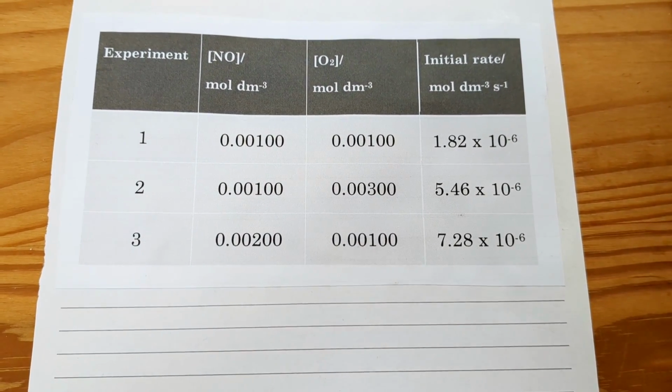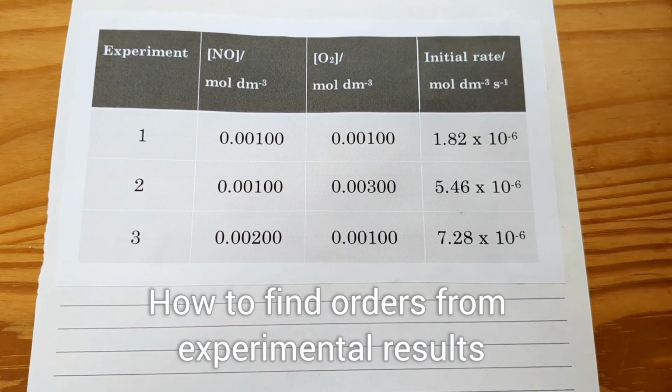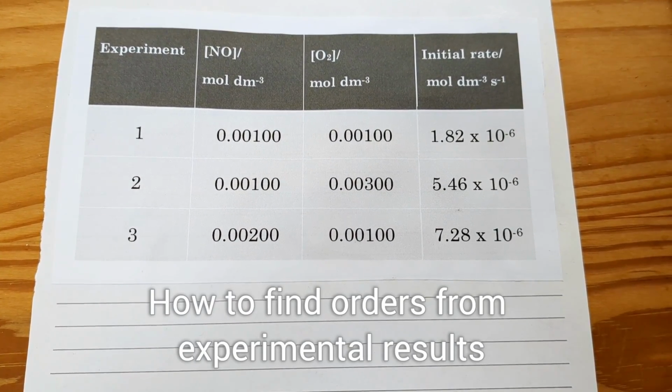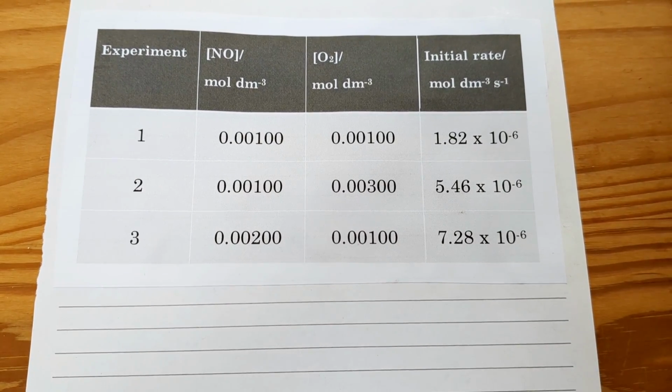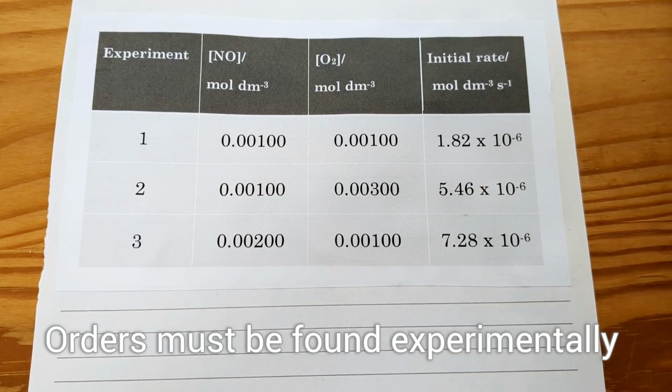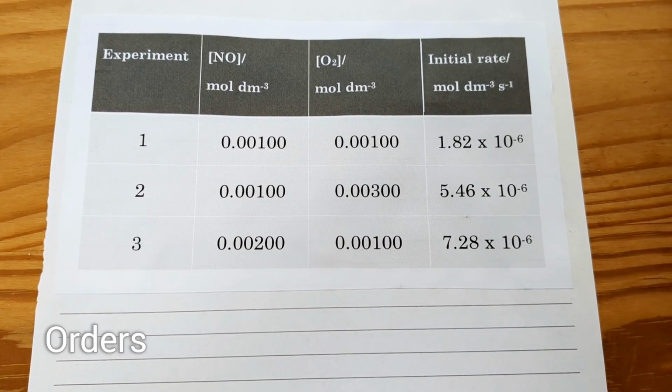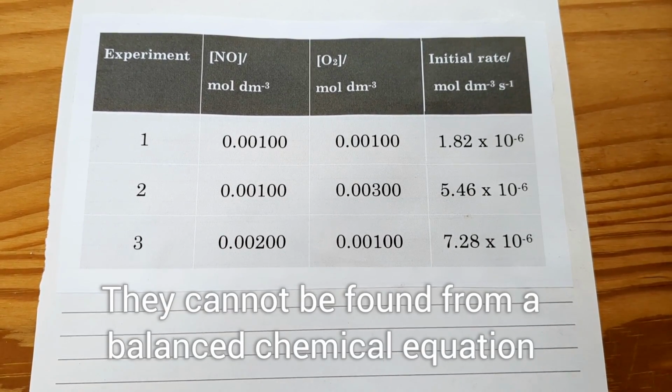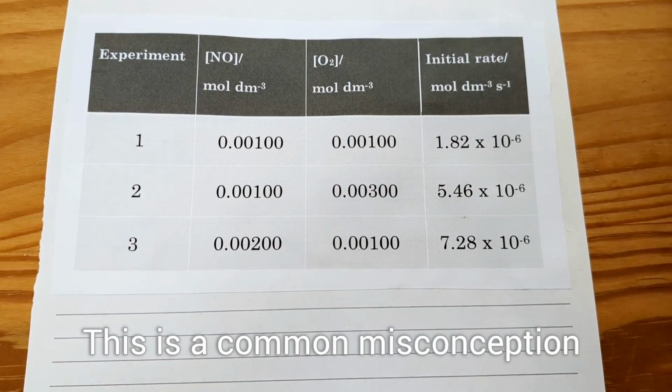In this video, we're going to look at how to find orders from experimental results. And this table here is called an initial rates table. Orders of a reaction must be found experimentally. They cannot be found through a balanced chemical equation. This is a common misconception.